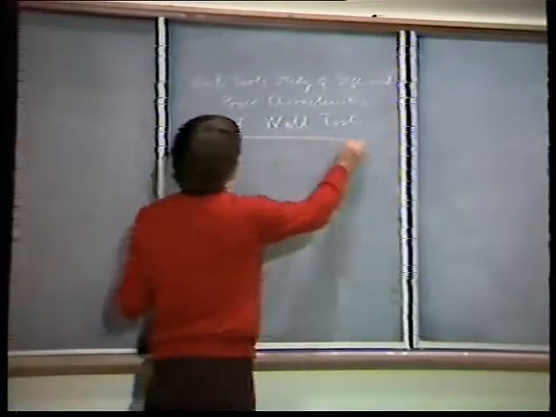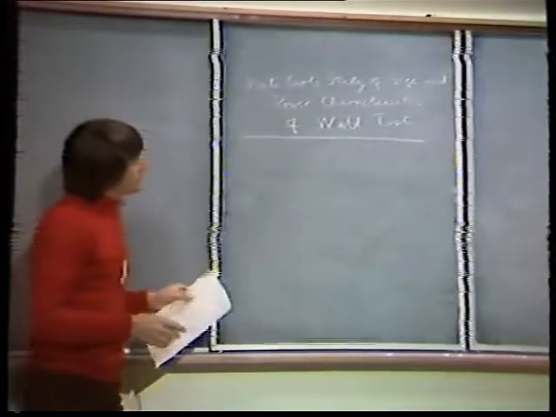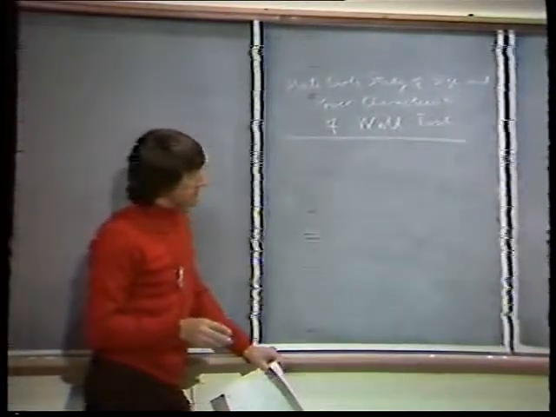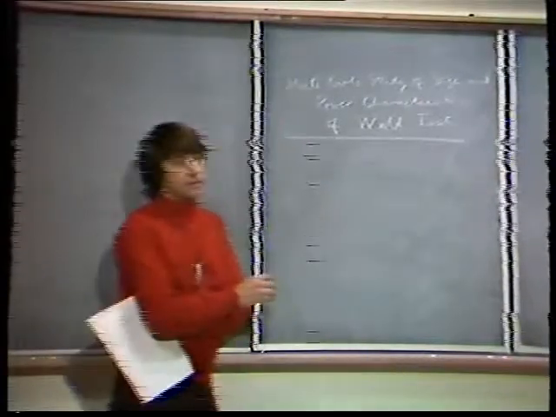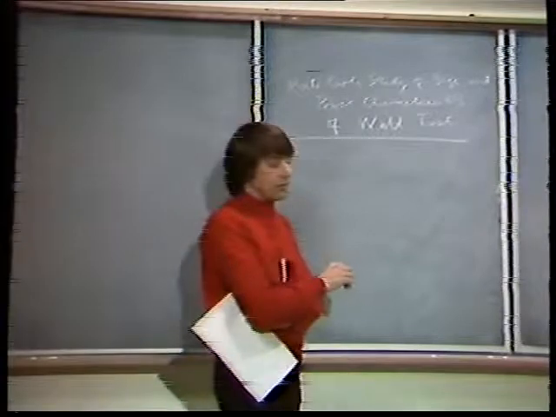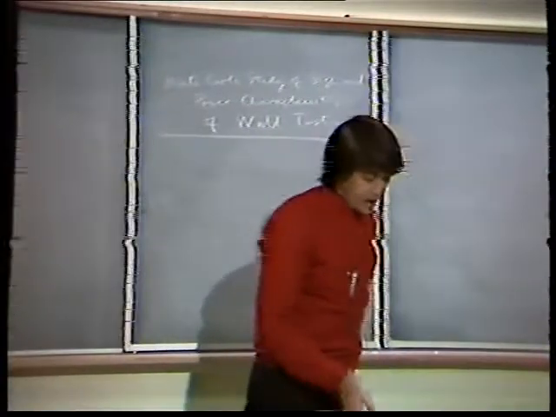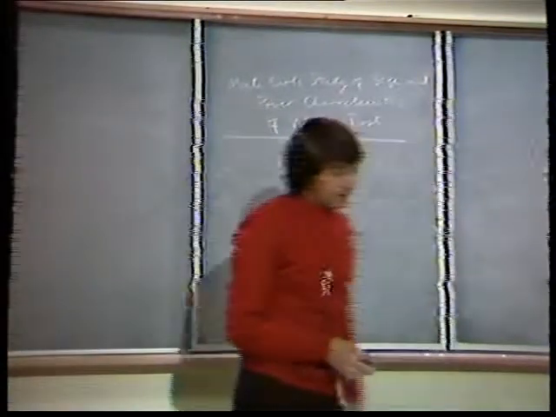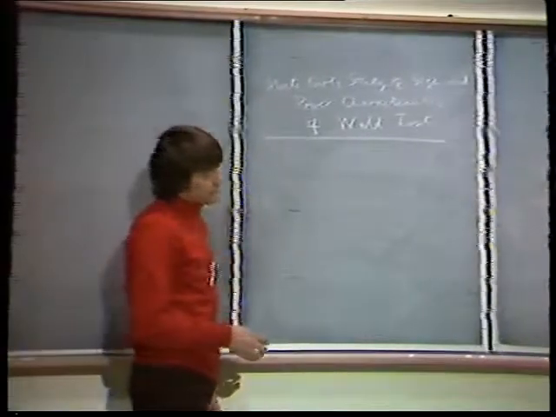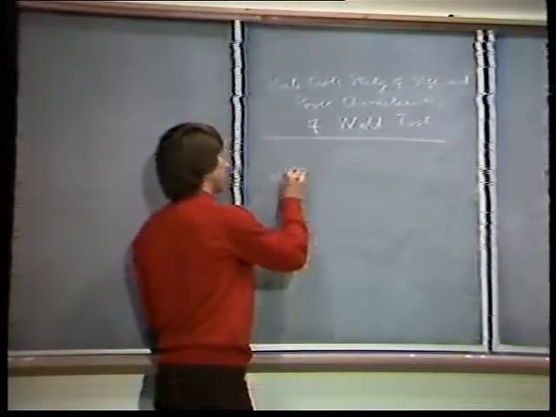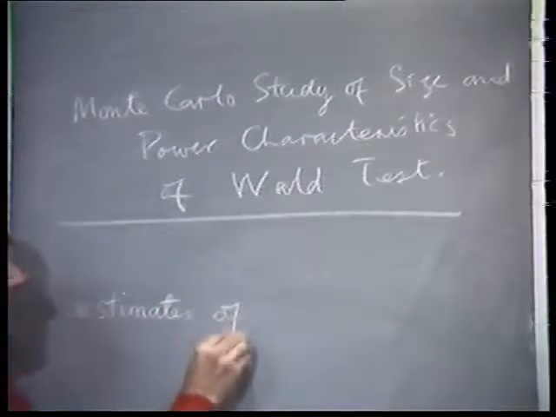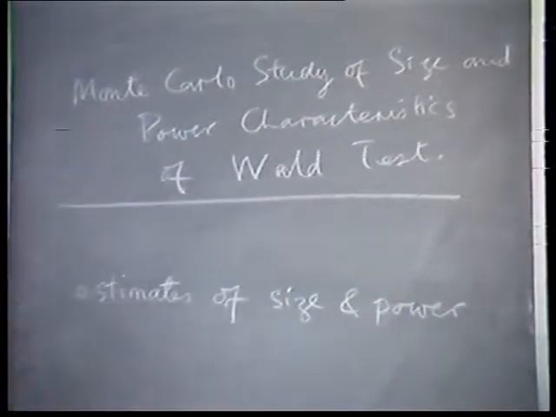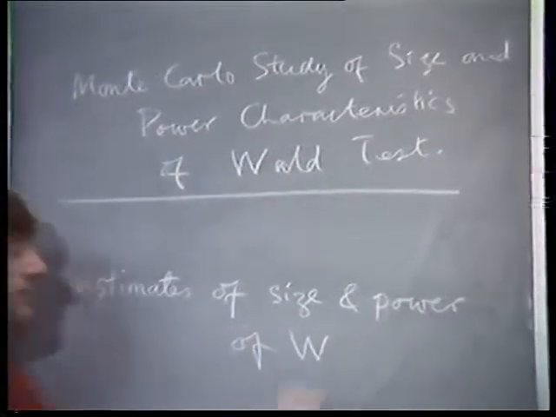Well, in doing this, we must first of all distinguish our econometric model from the Monte Carlo model. And the econometric model, whatever it is, will be embedded within the Monte Carlo model. And the Monte Carlo model has as its objective to determine estimates of the size and power of the Wald test statistic, or the W statistic.